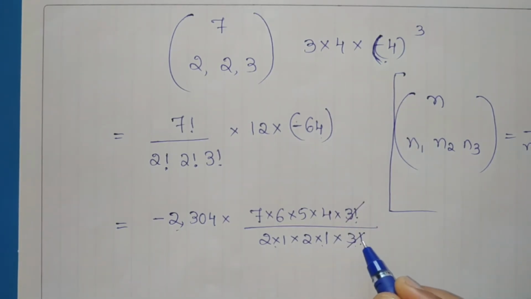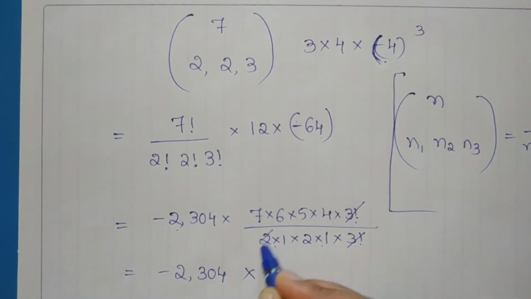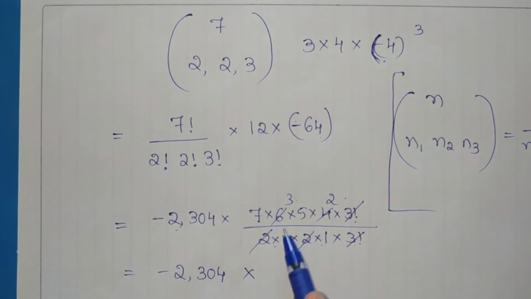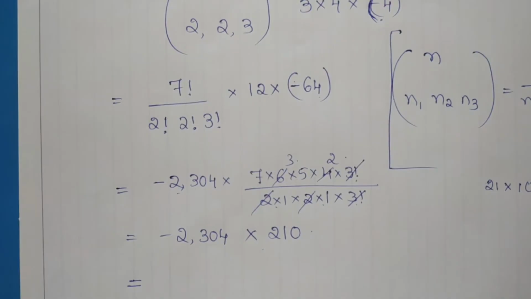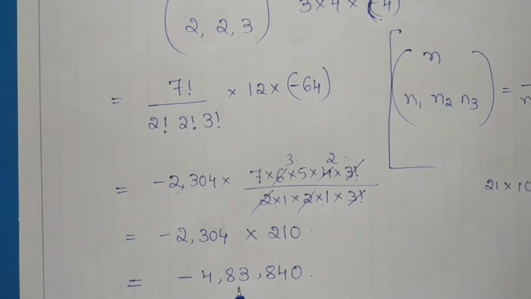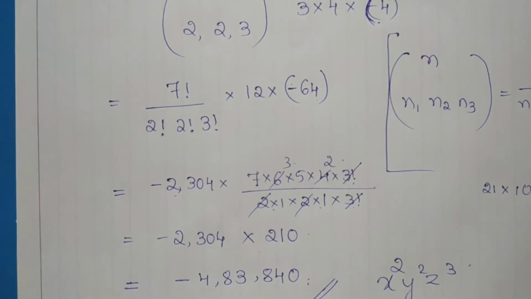So 3 3 will get cancelled. And this is equal to minus 2304 into 2 1s are 2, 3s are 6, 2 1s are 2, 2s are 4. Okay. So this is equal to 21 into 10, right? So this is 210. So totally it is minus 4,83,840. Okay, so this is the coefficient of the term x square y square z cube. So this you should remember.